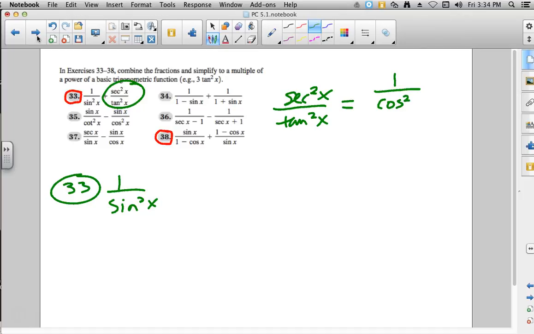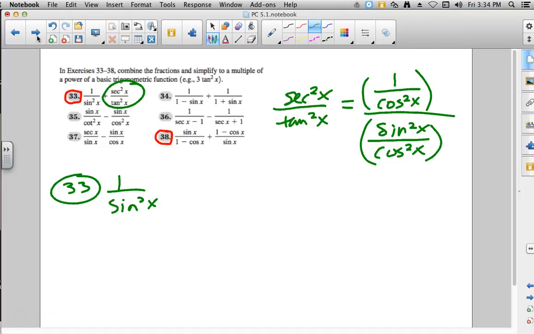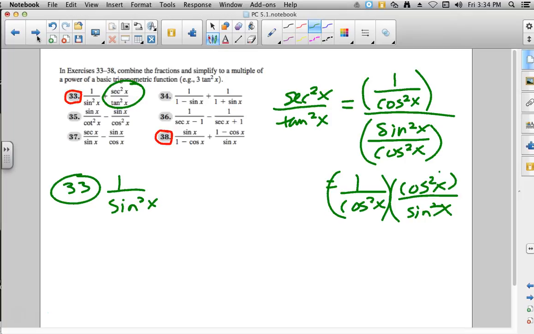So we've got 1 over cosine squared x, and then we have sine squared x over cosine squared x for tangent. And of course, we're going to multiply by the reciprocal, and of course, good stuff is going to happen, because the cosine squared x's cancel out. And so really that second fraction is just 1 over sine squared x.